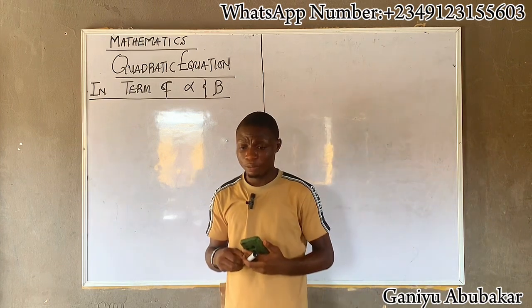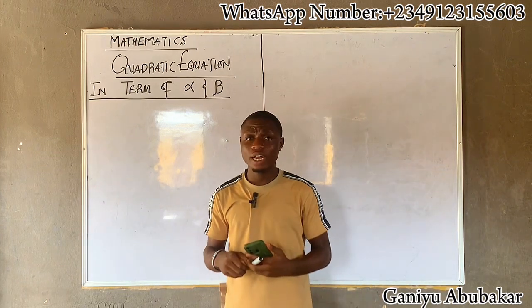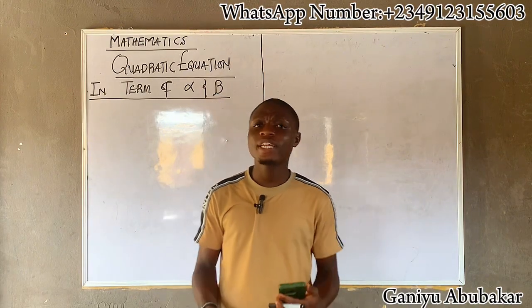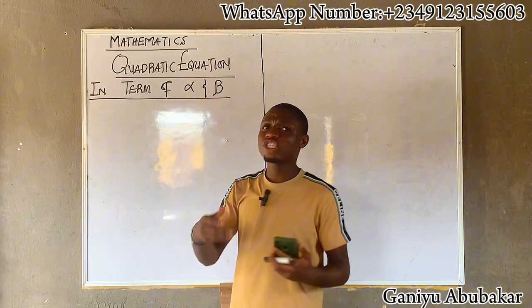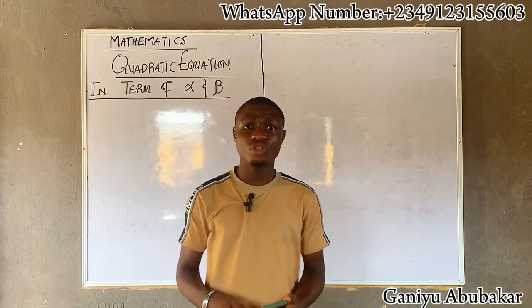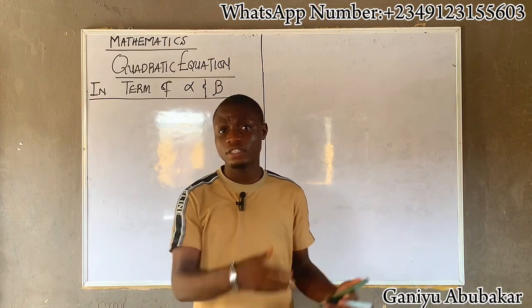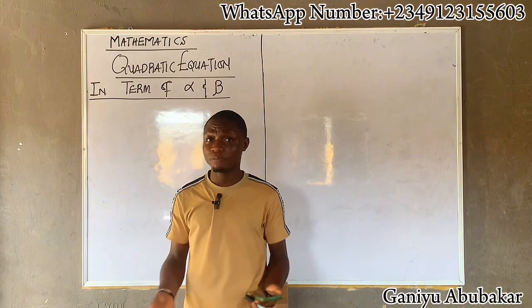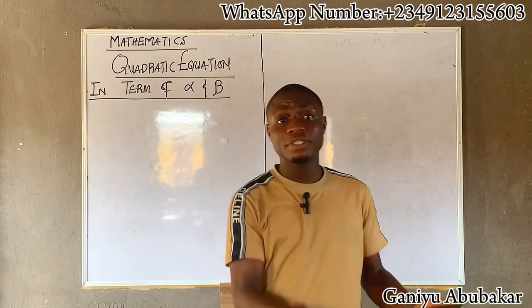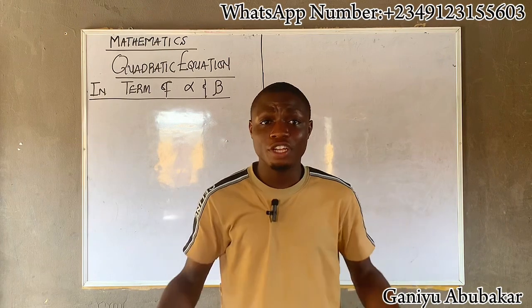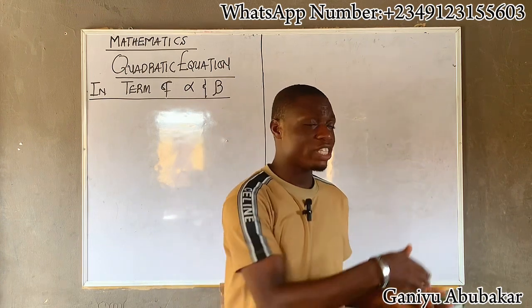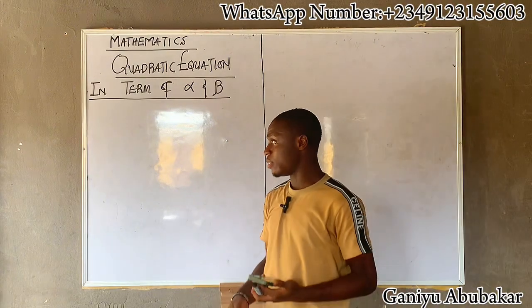Alright, let's look at some concepts under alpha and beta in terms of quadratic equation. Basically, alpha and beta are the two roots. They'll tell you if the two roots of an equation are alpha and beta, then find etc. So that's how the question comes basically. There are some key ideas you need to be familiar with before you dive into quadratic equation in terms of alpha and beta.